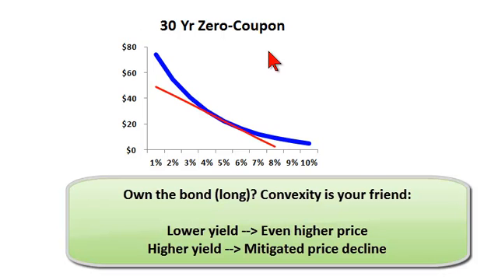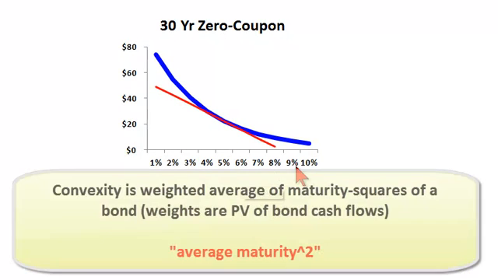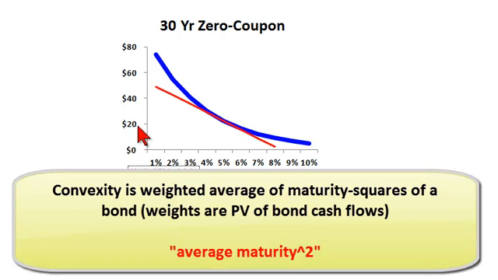But first here I've got a 30-year zero coupon bond. I deliberately chose a long maturity bond because they have greater convexity. And then I plotted the familiar price yield curve for the bond. That is to say, as we move to the right here, this is the yield. As yield increases, the price of this 30-year zero coupon bond decreases. That's in blue. That's the price yield plot for the bond.